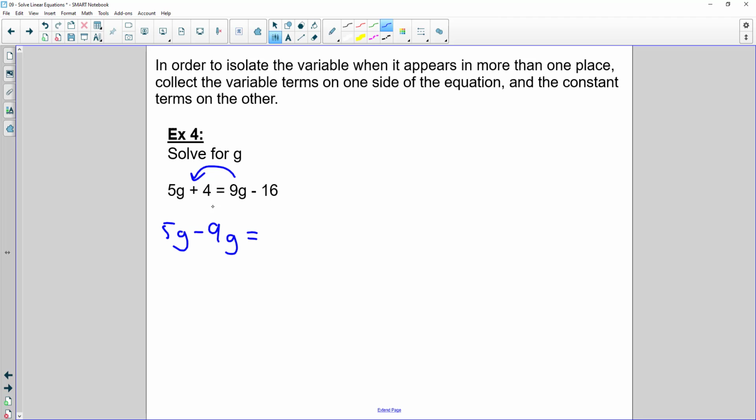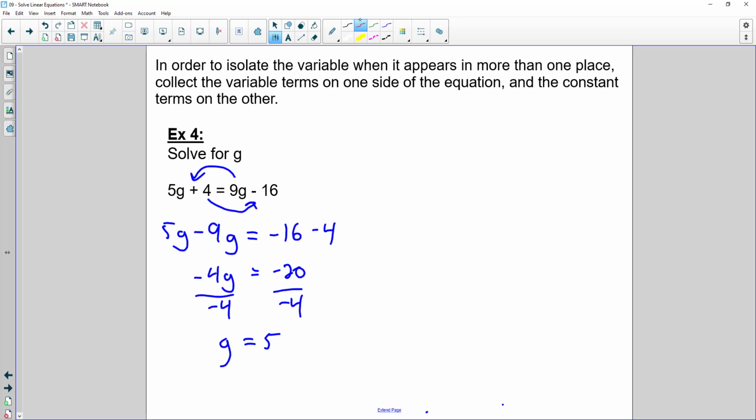What about this 4? Well, that 4 I'm going to bring over to the right, or a better way of saying it is I'm going to subtract 4 from both sides. So I'm going to have negative 16 minus 4, like that. So all of my variable terms are on the left, all of my constants are now on the right, and we can simplify. So this becomes negative 4g, 5 minus 9, is equal to negative 20. And now it's a very simple question. We're just going to divide both sides by -4, and we get g is equal to 5.